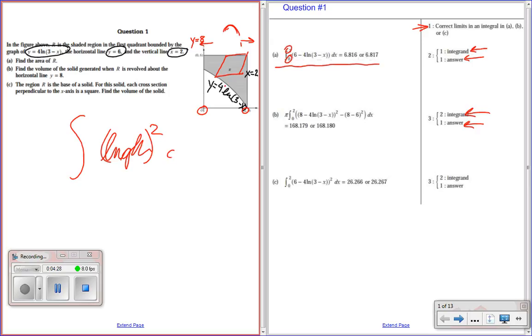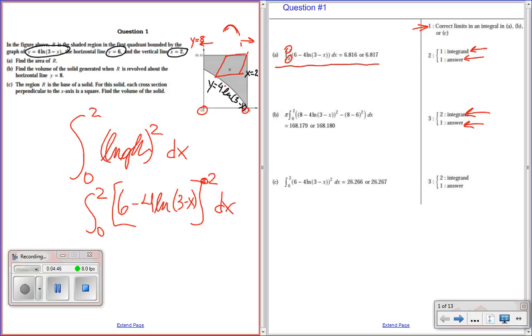Now this is going to be dx. So again, we're going from 0 to 2. Now what is the length of the region R? Well, again, it's always upper minus lower if it's dx. So I'm going to go 6 minus 4 natural log of 3 minus x, and then that whole thing squared, dx. And again, I plug into the calculator, and you get either this or this answer. So that's worth 3 points.